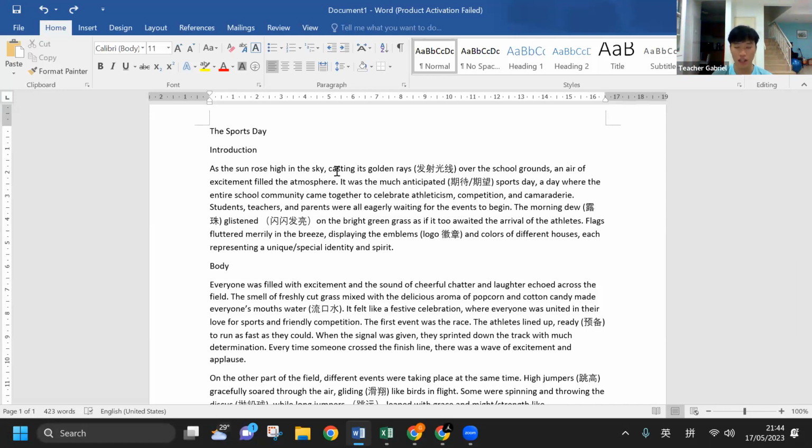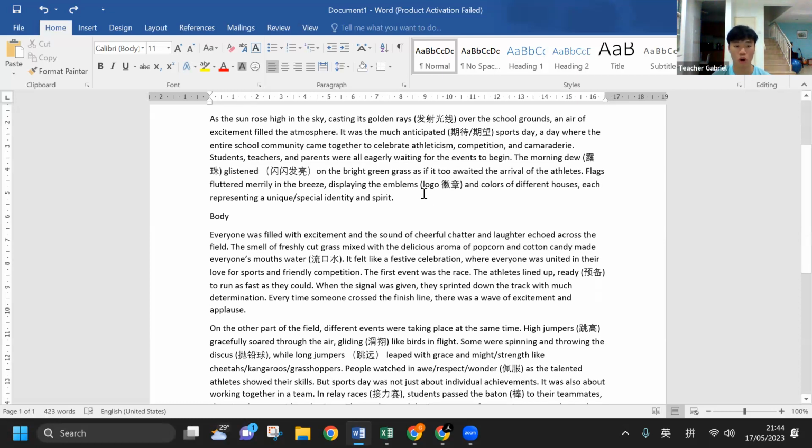Okay, so that's how you read it out 啦. That's why for the English speaking classes as well, I suggest you pay attention to the 逗号 and 句号 as well, because I said breathe, right? Remember to breathe when there's stoppages like your commas or your full stop. So the sun rose high in the sky, and breathe, casting its golden rays over the school grounds, 再逗号一下, an air of excitement filled the atmosphere, 再句号. Okay, so remember to take note of your punctuation.